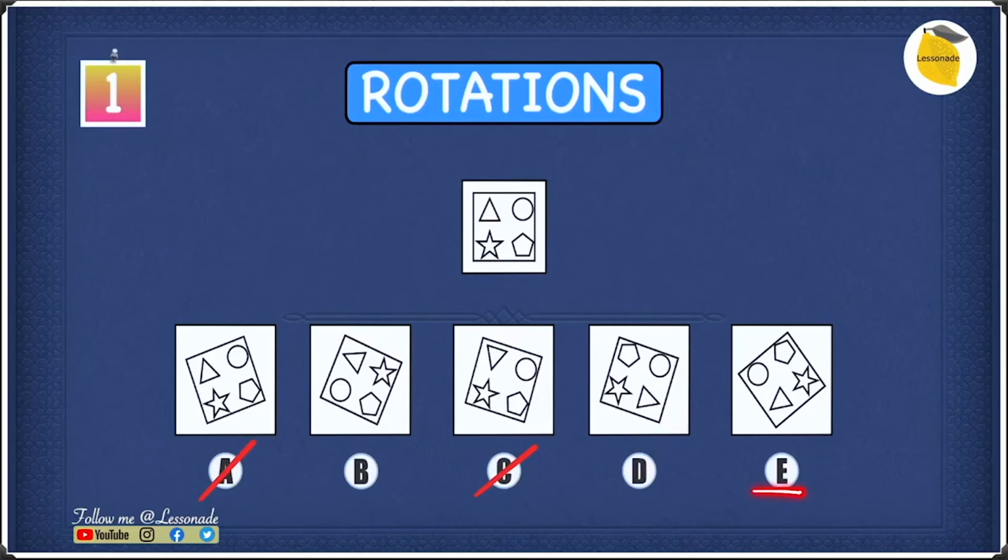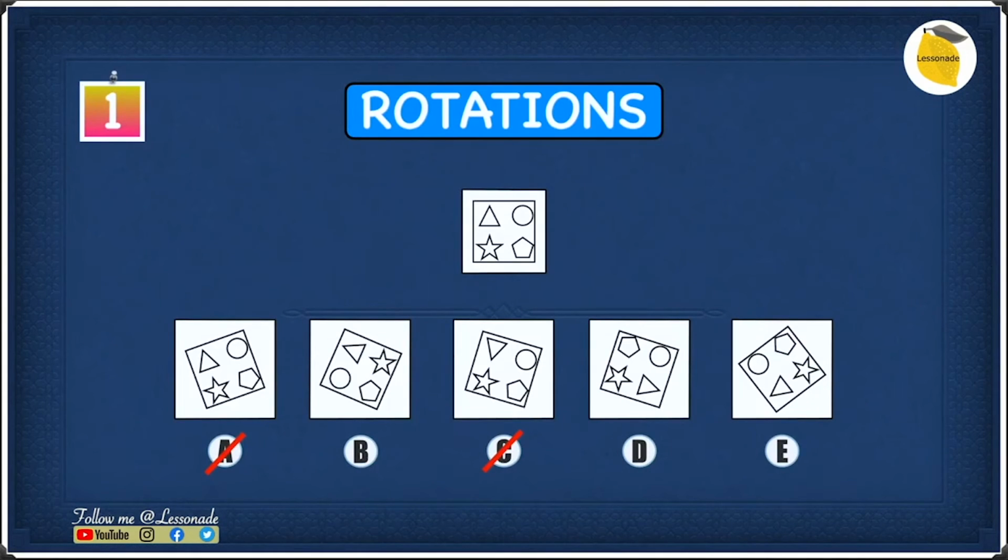In terms of E, the triangle is pointing away from the star, just like over here. And the pentagon is pointing towards a circle, just like over here. So E is also fine. Out of the 5 options we started with, we managed to cross off A and C, so we're now left with B, D, and E.